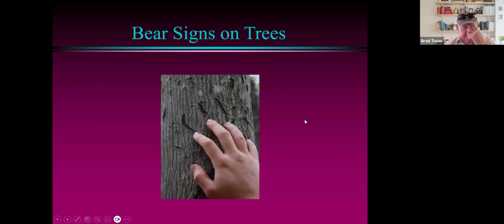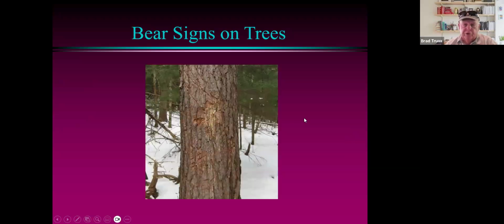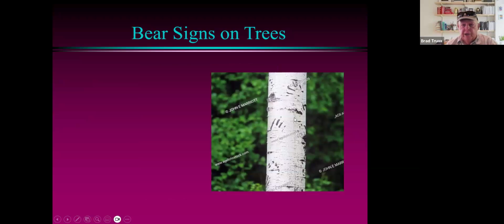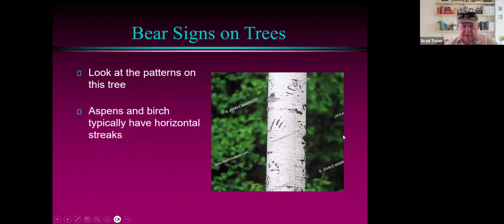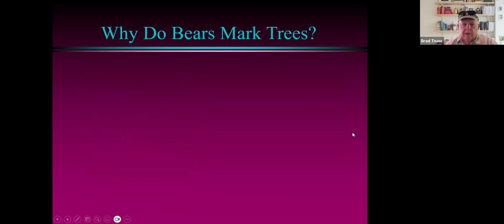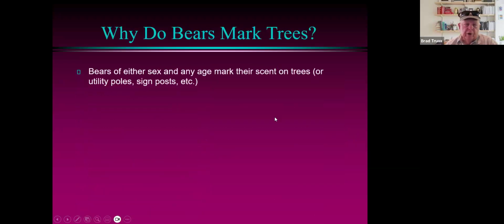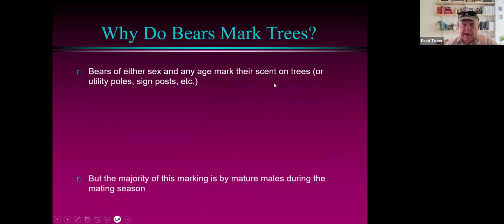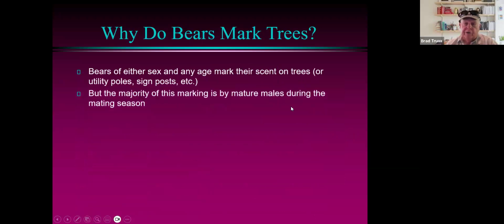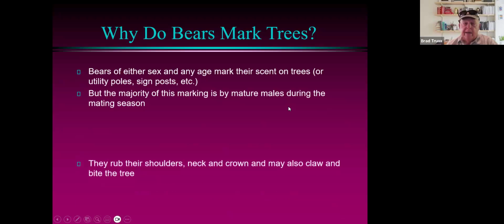Bear sign on trees is very, very common. This is showing a number of bear signs. If you look at the pattern on the tree, on aspens and birch trees, typically you'll see some horizontal marks, but the long vertical streaks here were left by bears. So why do bears mark on trees? Well, bears of either sex at any age can mark scent on trees or utility poles or signposts. But the majority of marking is actually done by mature males during the mating season.